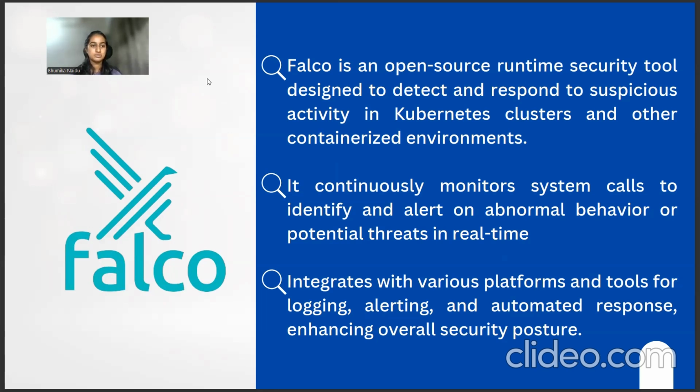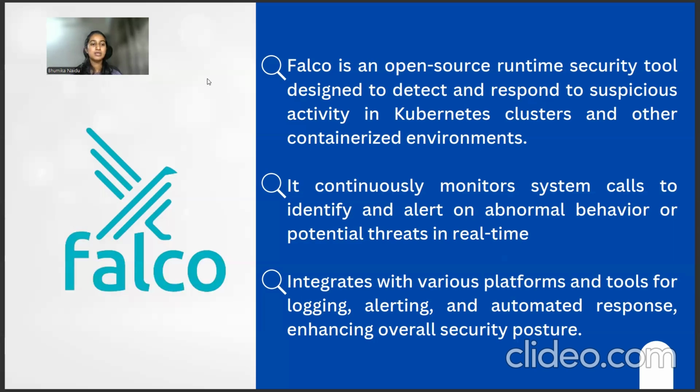It uses a few steps. First is system call monitoring. Falco primarily works by monitoring system calls made by applications. System calls are the fundamental interface between an application and the Linux kernel. By observing these calls, Falco can detect a wide range of behaviors that could indicate security issues.